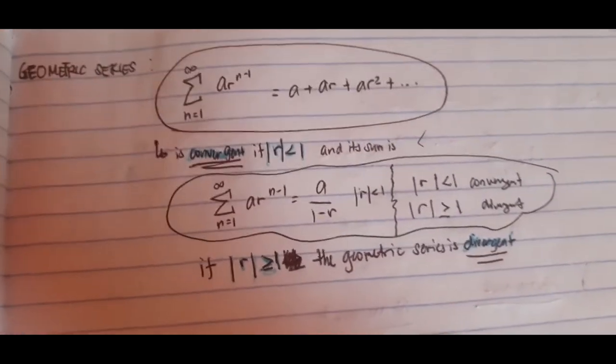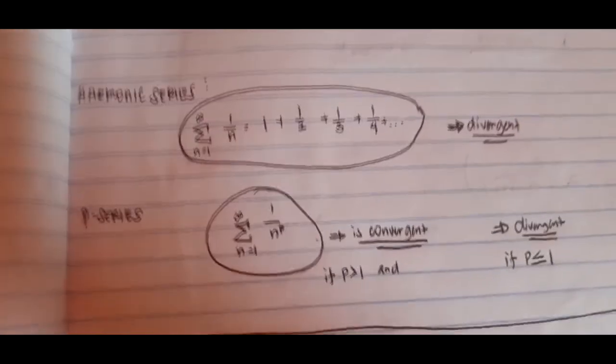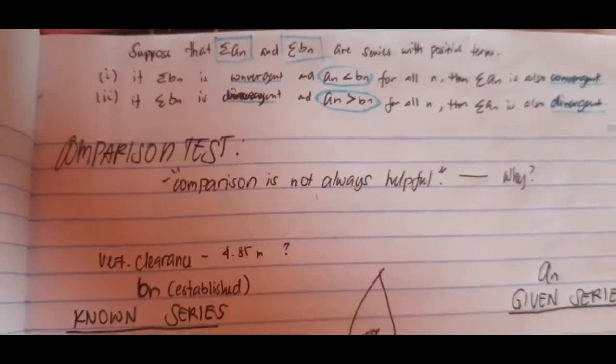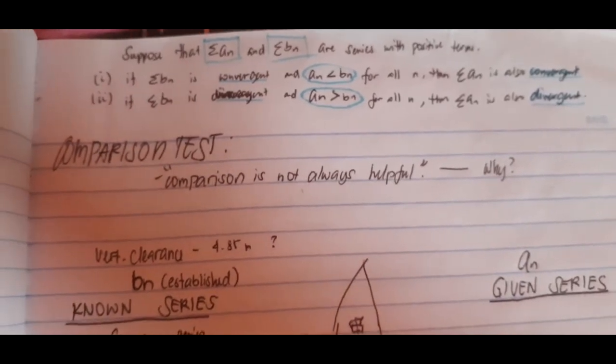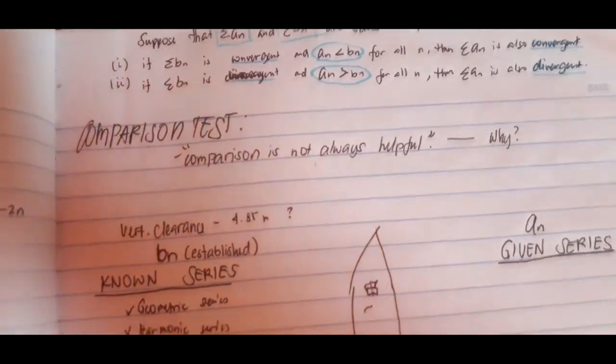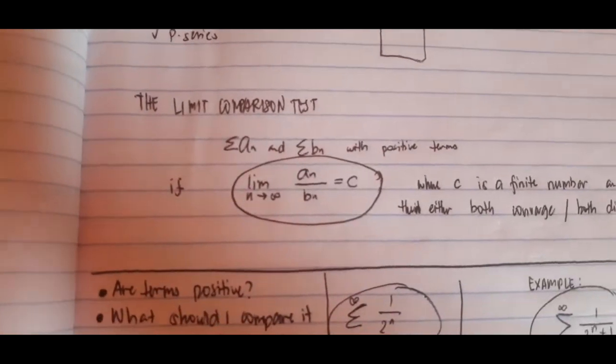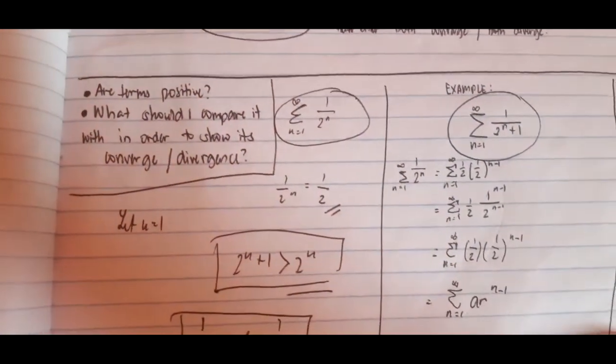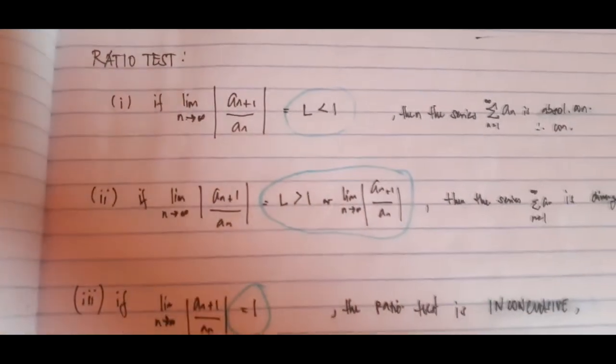like that. And then I'm going to assume that you already know about the geometric series, harmonic series, P series, and comparison tests. You can feel free to pause and see my notes and take note about it. Limit comparison test. And now we're going to jump into the ratio test.